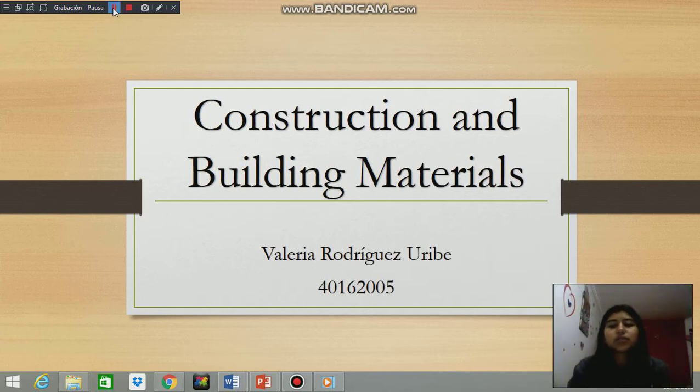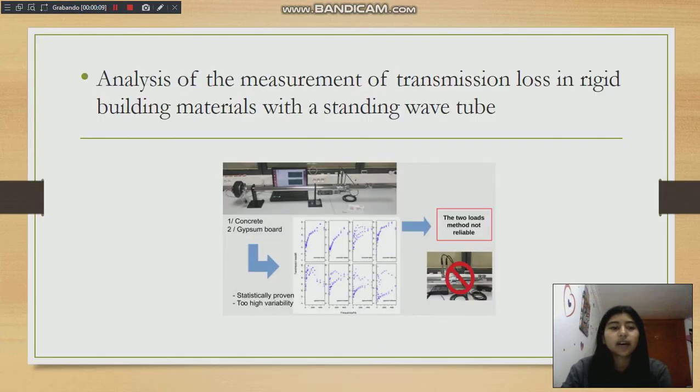Construction and building materials. Analysis of the measurement of transmission loss in rigid building materials with a standard impedance tube.